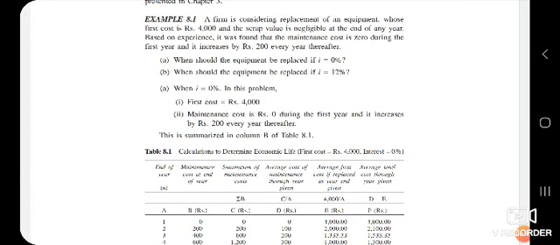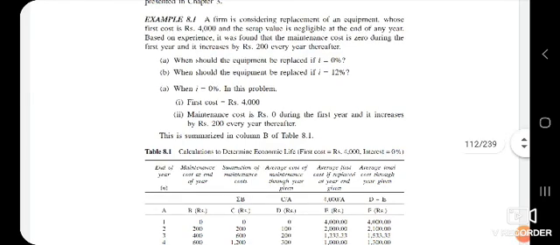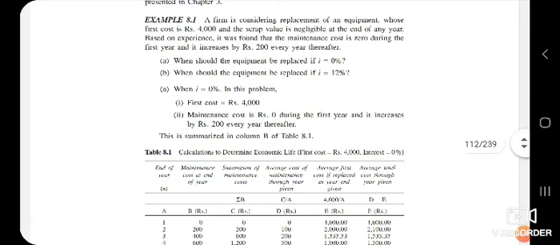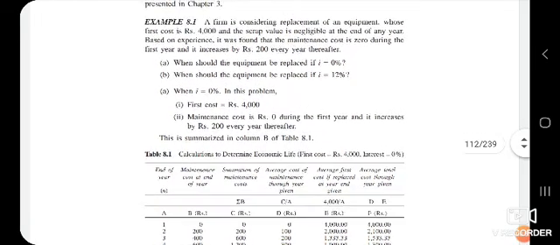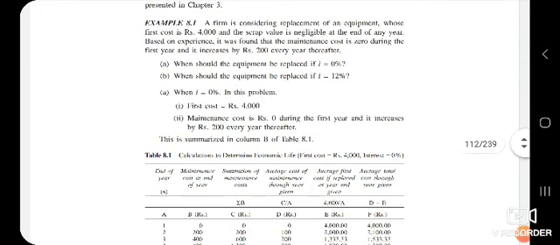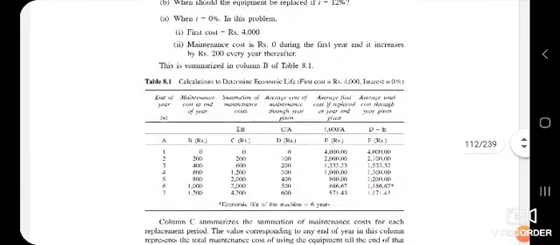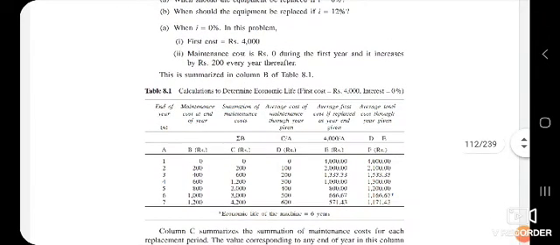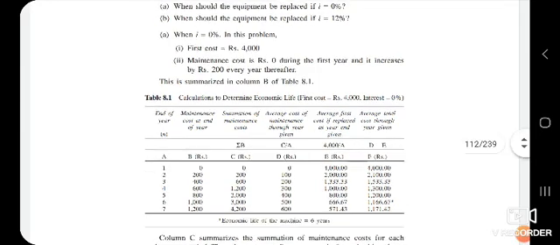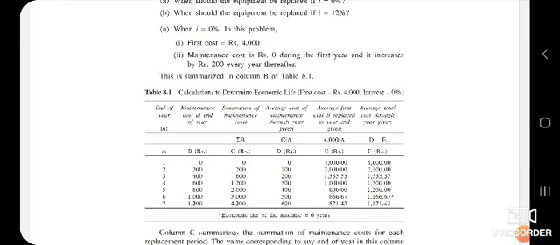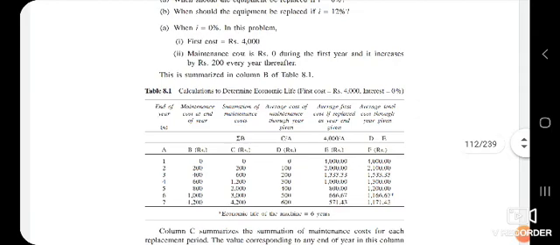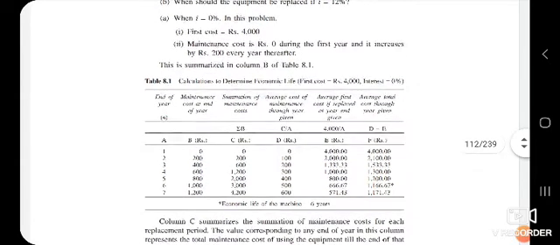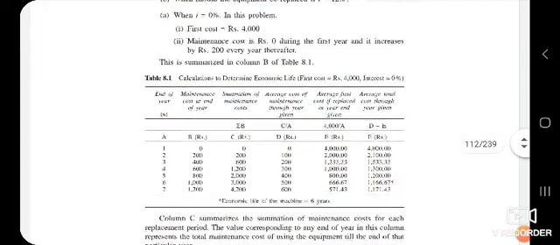Okay, when i is equal to 0 percent interest, we have the first cost of 4,000, and the maintenance cost is zero during the first year and keeps increasing by rupees 200 each year thereafter, right? So now you can prepare the table. The columns are: end of the year n, maintenance cost at end of year, summation of maintenance cost, average cost of maintenance through year given, average first cost if replaced at year end given, and average total cost through year given.